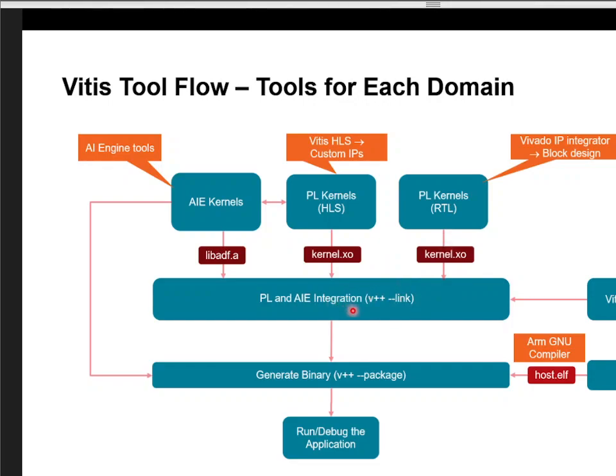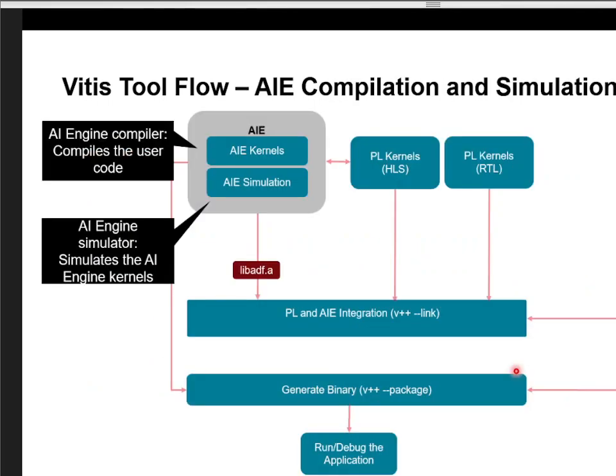They all need to be linked together by the v++ link command, and then finally they need to be packaged. This will create the device object output file. Also, we use different compilers, but AMD has chosen to use the GNU compiler. On the other hand, for the ARM processor, you're also able to choose the ARM compiler. That's also an option.